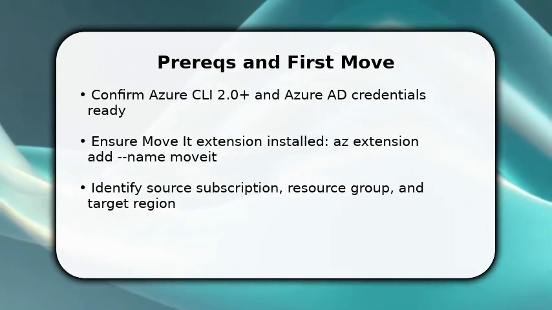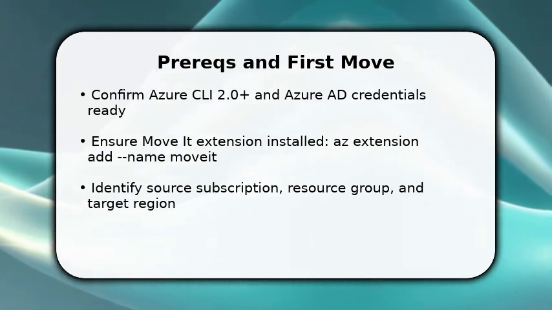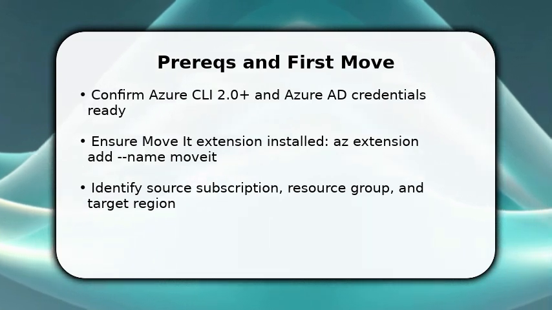They must move together. Run a dry run export to validate syntax and catch missing permissions before initiating the actual move to prevent mid-process failures.